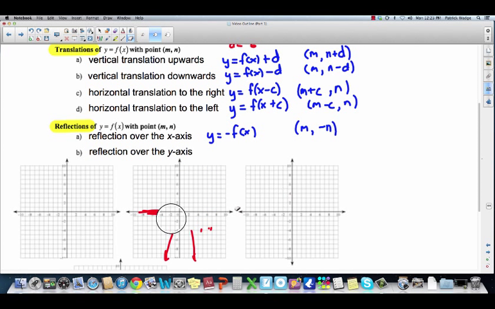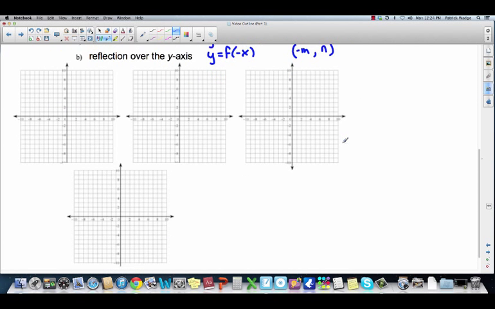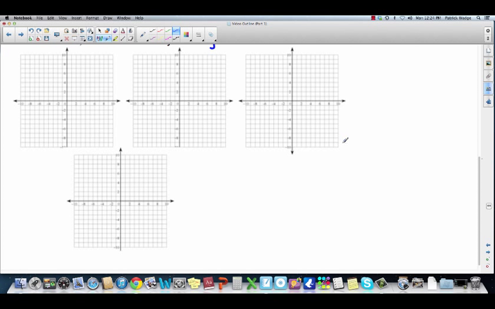And finally, reflection over the y-axis. We did not do this last year. This looks almost the same, confuses some people. It looks like y equals f of negative x. We'll do an example of that in a bit. I'll just tell you that what it does is it changes your x value, in this case m, to negative m, but it doesn't change the y value. All right, let's graph a few of these, and you'll hopefully get an idea of how this works.